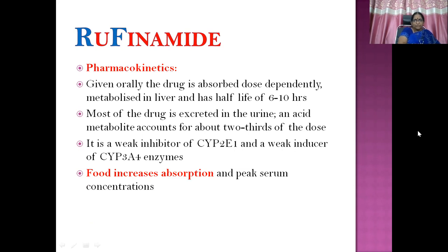Orally, the drug is absorbed dose-dependently, metabolized in the liver, half-life 6 to 10 hours, excreted in urine, acid metabolized upon for 2/3 of the dose, and the weak inhibitor of CYP2E1 and weak inducer of CYP3A4. So, both the actions it is having. And food enhances the absorption.